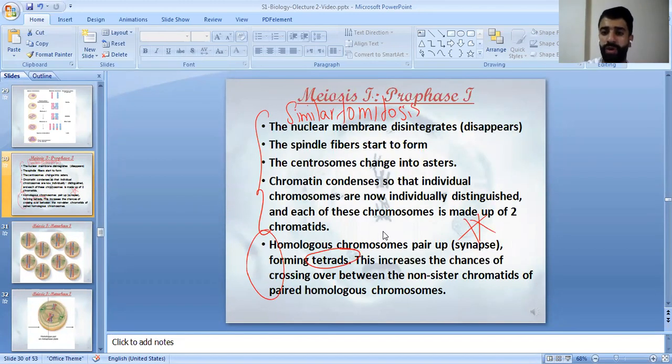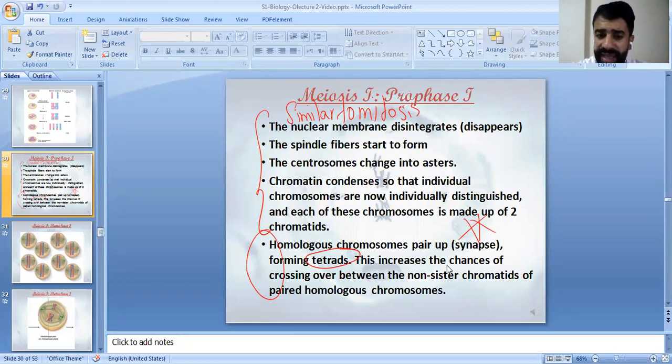The nuclear membrane in prophase 1 disintegrates or disappears. Spindle fibers start to form. Centrosome changes into aster. Chromatin condenses so that individual chromosomes, each made of 2 chromatids, can be counted. As you see here, these 1, 2, 3, and 4 steps are very similar to those of mitosis.